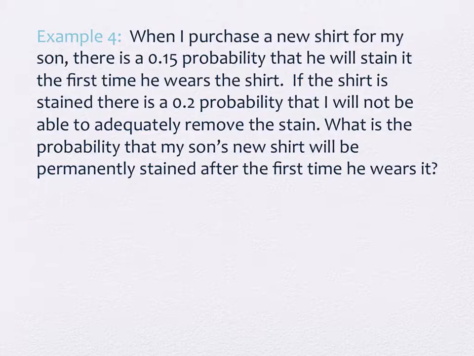So part of the reason I want to show you this particular example is to show you that tree diagrams don't always look like two sets of branches. And this is a really good example to show you that. So the first situation that's going on here is that when he wears the shirt, what happens? Stains or no stains? So that's our first set of branches. I mean, that is the set of branches for sure. It's either stained or it's not.